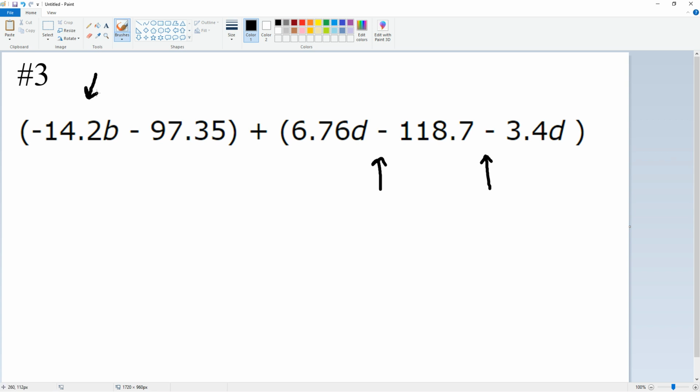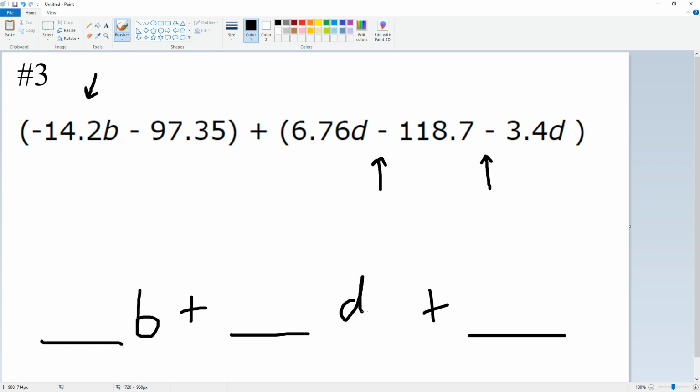We have a B term, blank B. Actually, I'm going to put these lower down so I can leave them here. Blank B plus, we have constant terms, so we're going to have plus a constant at the end. We have D terms, blank D, and we have constants and D's. So it's going to be something B plus something D plus a constant.